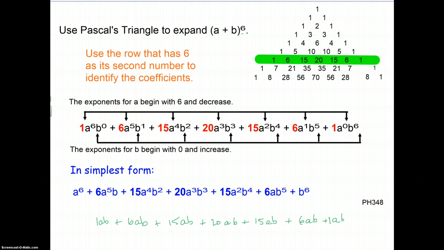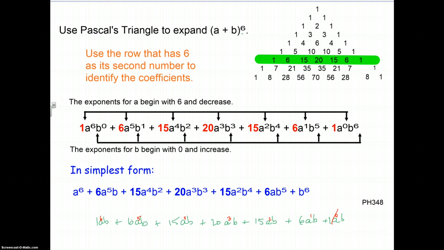Let me change colors now. I'm going to go ahead and put my exponents in. The exponents work really easy. I start with the first variable, which is a. It's going to start with the highest exponent, which is going to be 6. So that gets a 6 there. And then I decrease the exponents of a on each successive term: 5, 4, 3, 2, 1, 0. a to the 0 is just 1, so that's really going to cancel out.